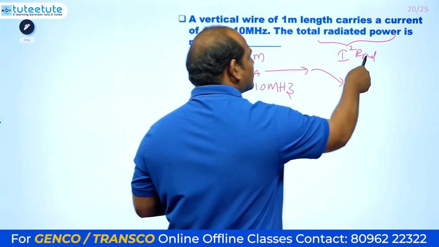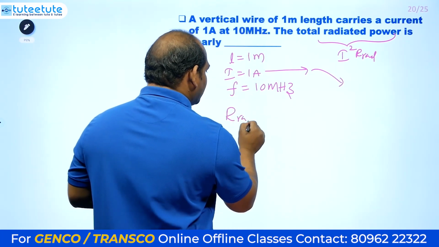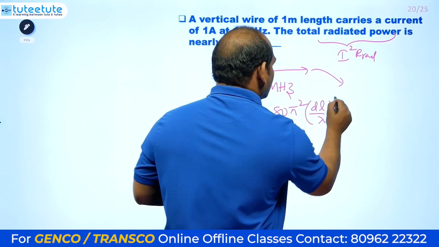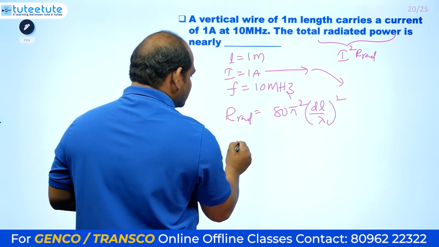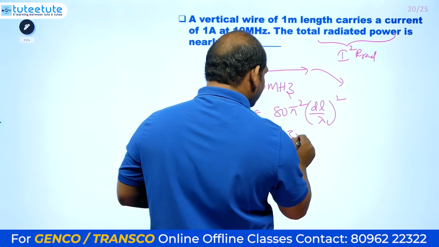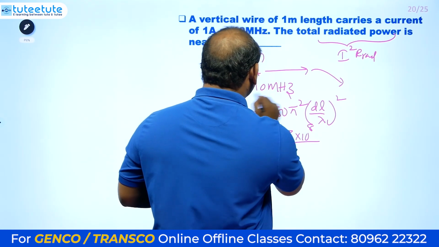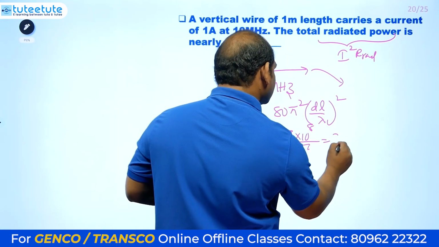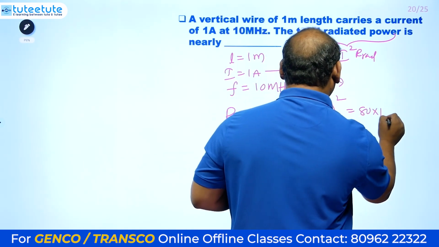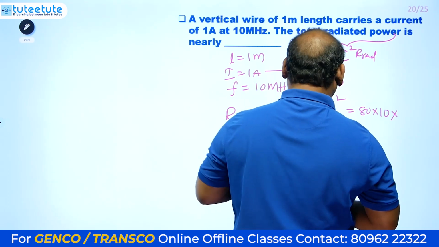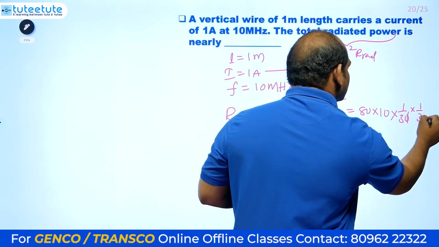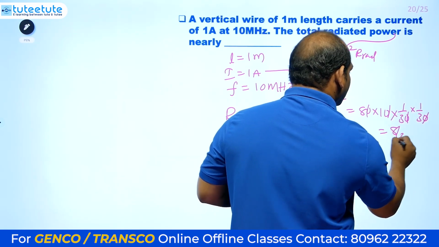So here our requirement is getting R radiation. Again from the same formula, 80 pi square dl by lambda square. It is required to calculate lambda from the frequency, so lambda is equal to C by F. Because length was given in meters, I am taking 3 into 10 power 8 divided by 10 power 7 frequency. That means it is 30 meters. So it is equal to 80 into pi square, 10 I am taking, and L is 1 and lambda is 30. So 1 by 30, 1 by 30, like this we can cancel.